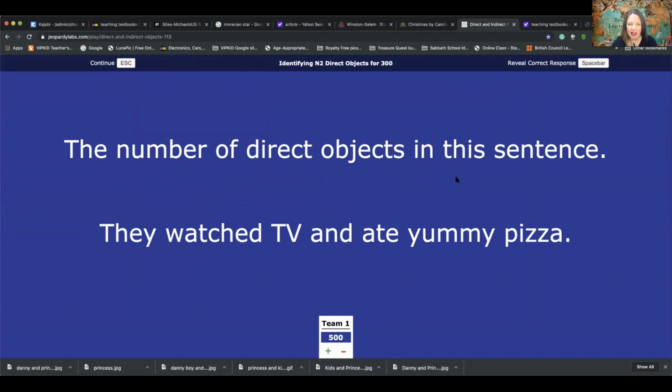Direct objects for 300. The number of direct objects in this sentence. They watched TV and ate yummy pizza.